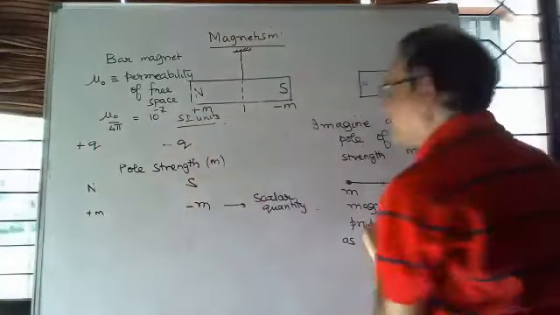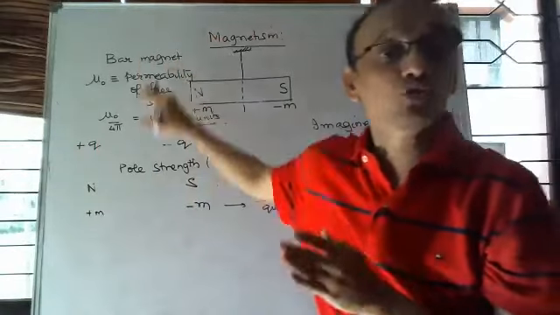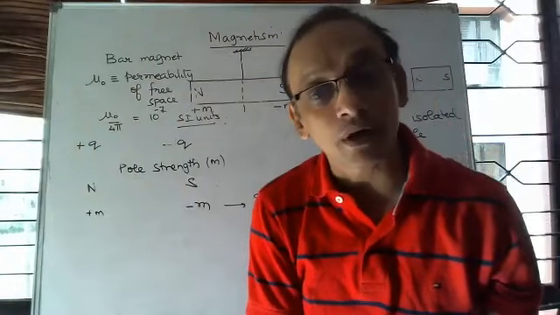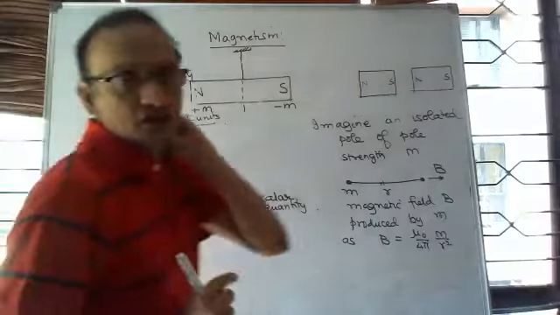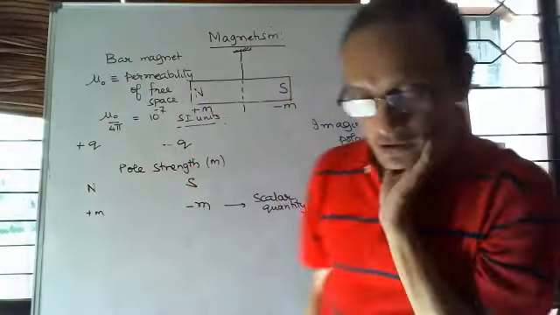For K, the value was 9 into 10 to the power 9, that is 1 by 4 pi epsilon naught. Mu naught by 4 pi is about magnetism, whereas epsilon naught was about electricity. It's 10 to the power minus 7 SI units. Okay? Yes, sir.